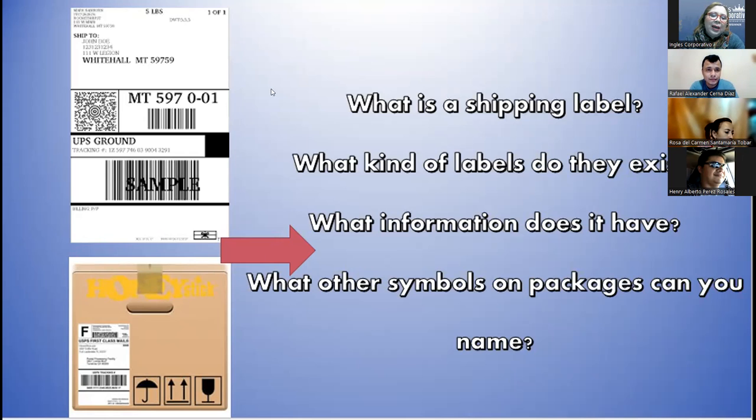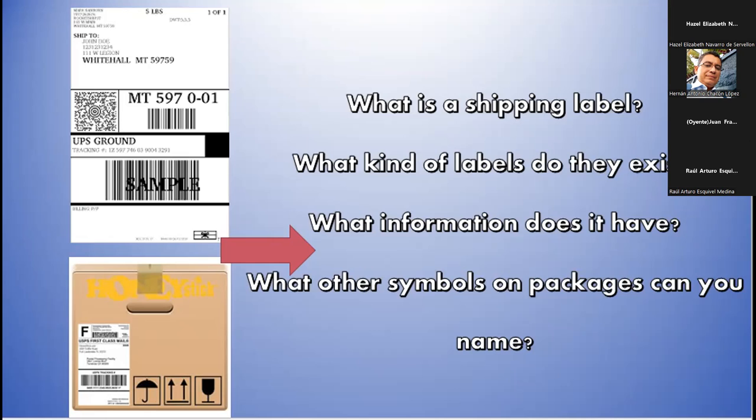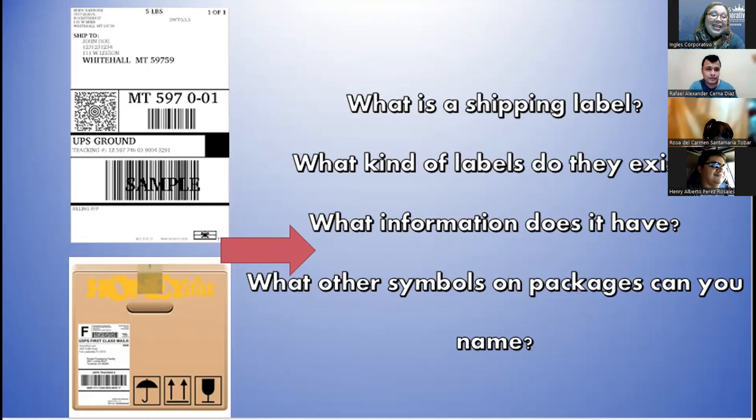What other symbols can we find? The seals, right? The seals of each stage or of each office that the package reaches. They have to put a seal on it, to prove that this package was in that warehouse, that the package was in their hands before the next stage. It's also to track the package, those kinds of seals.